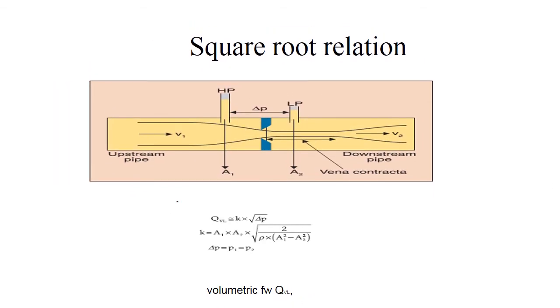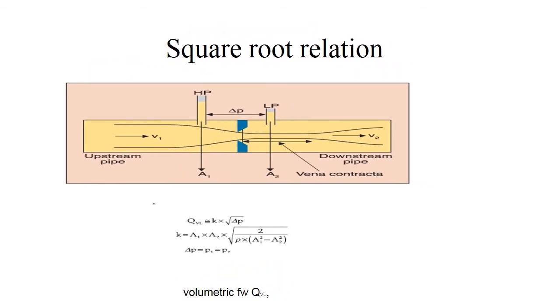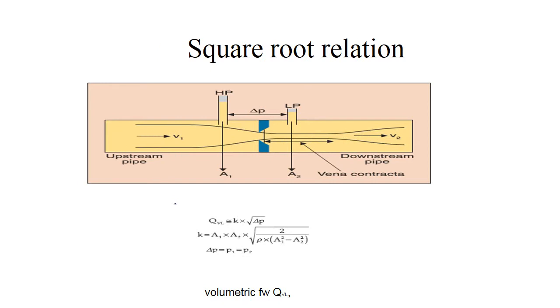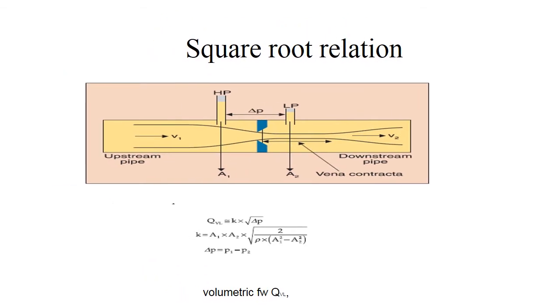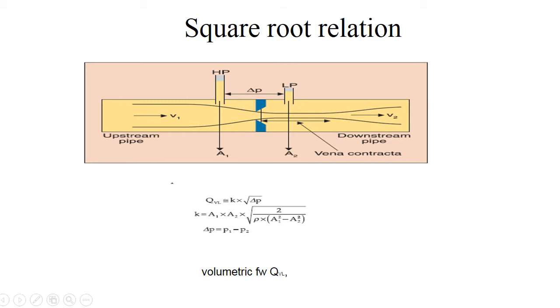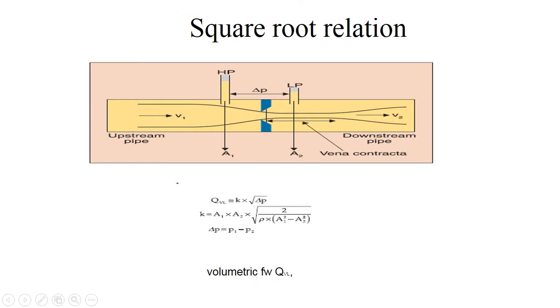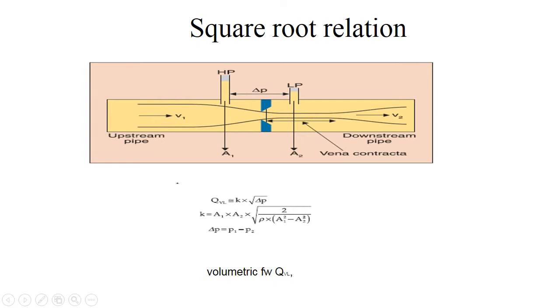Especially, this is the pipeline. This is the high pressure tap and the area is A1. This is the low pressure tap, area is A2, velocity V1, velocity V2. The difference in pressure is del P. So when we calculate the volumetric flow rate, Qv is given as K into square root of del P, where K equals A1 A2 square root of 2 divided by rho times (A1 square minus A2 square), where del P equals P1 minus P2.